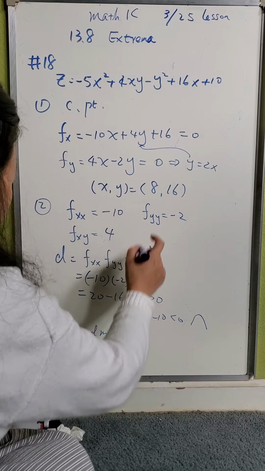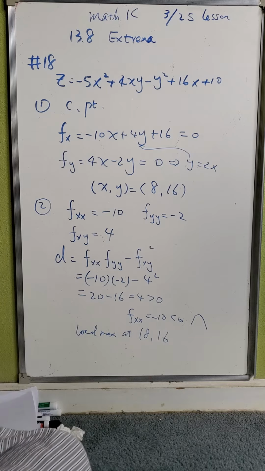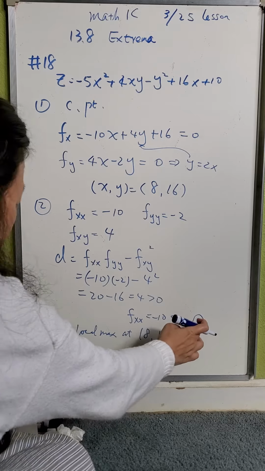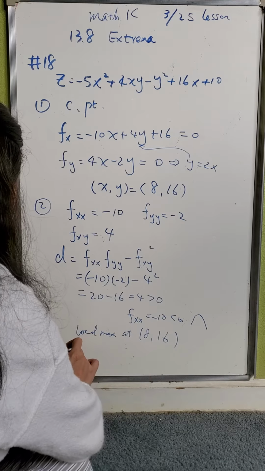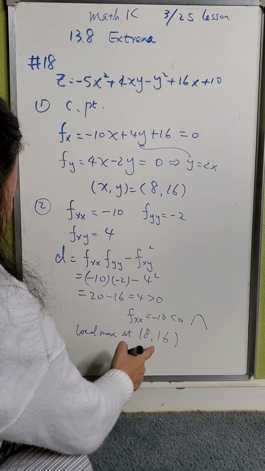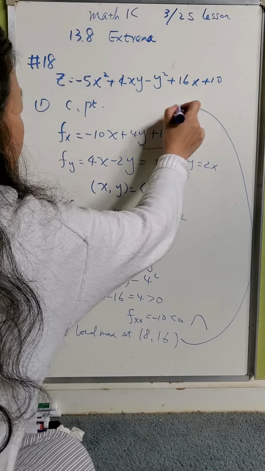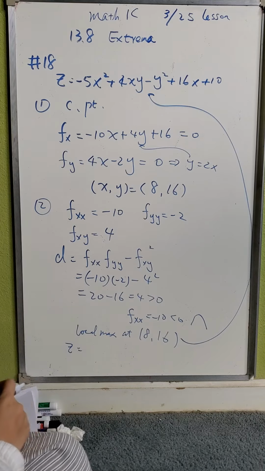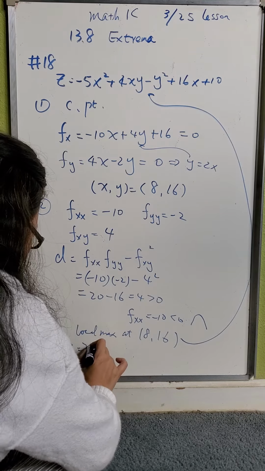So you're going to get a local max at 8 and 16. And then now you need to calculate what this local max is. What's the value for this local max? You know where it is, but what's the value for it? So you put this number back into here, okay? So put this 8 and 16 back into here. And then to calculate your z, to save time, is equal to 74.